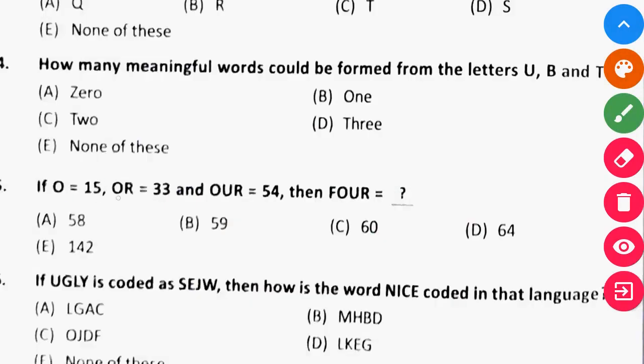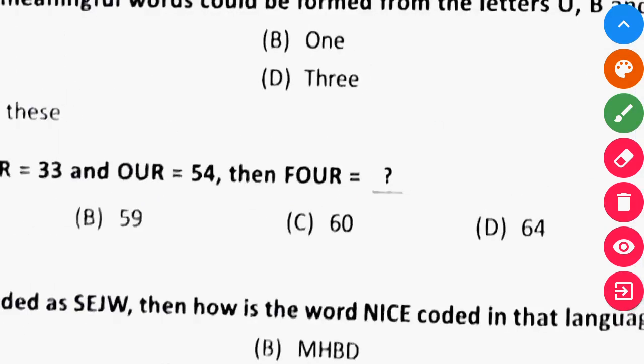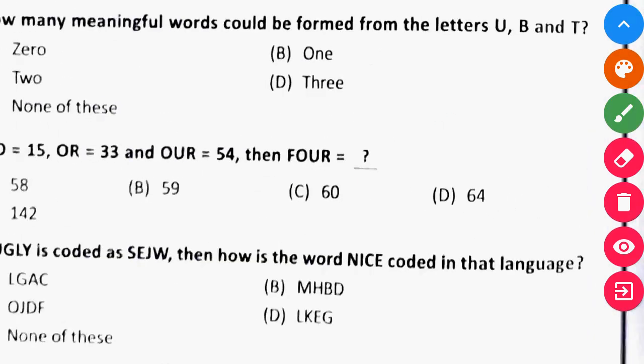if O is equal to 15, OR is equal to 33, OUR is equal to 54, then F is equal to what? Now see, in such a type of question, you must know what should be done here. If the number is very much bigger, maybe there is addition of those letters. Now see, you have to write first. What you have to write? You have to write the ABCD here.